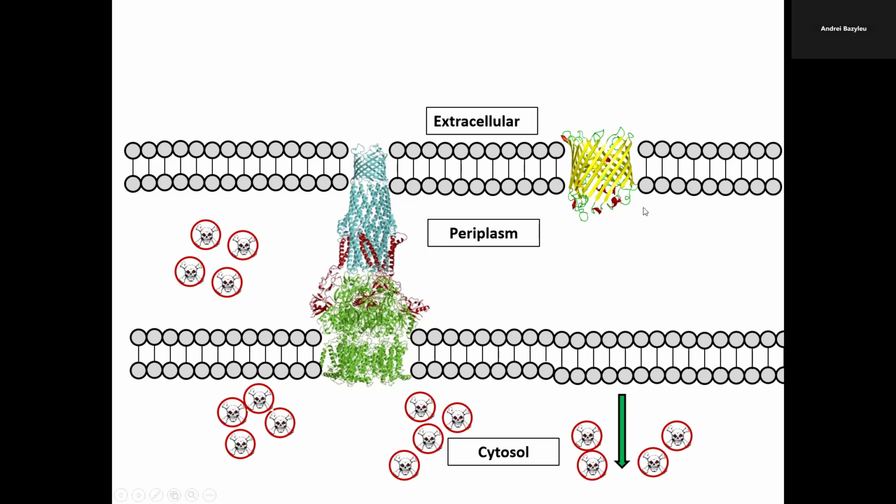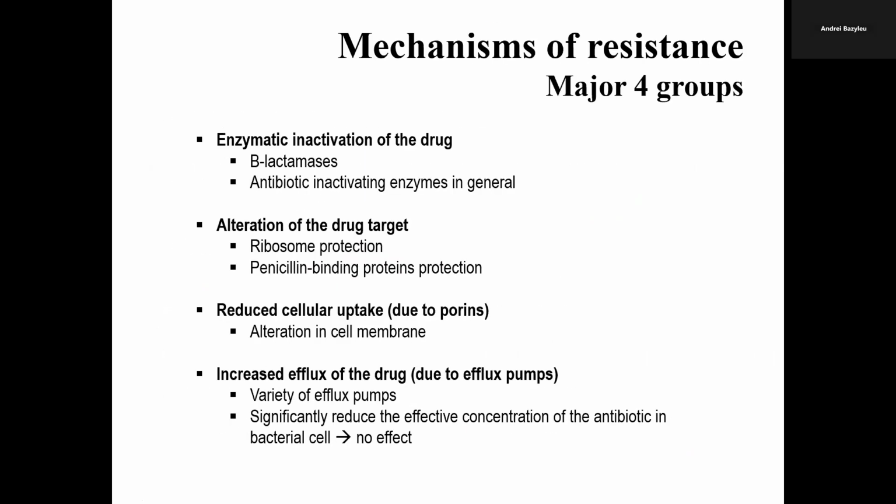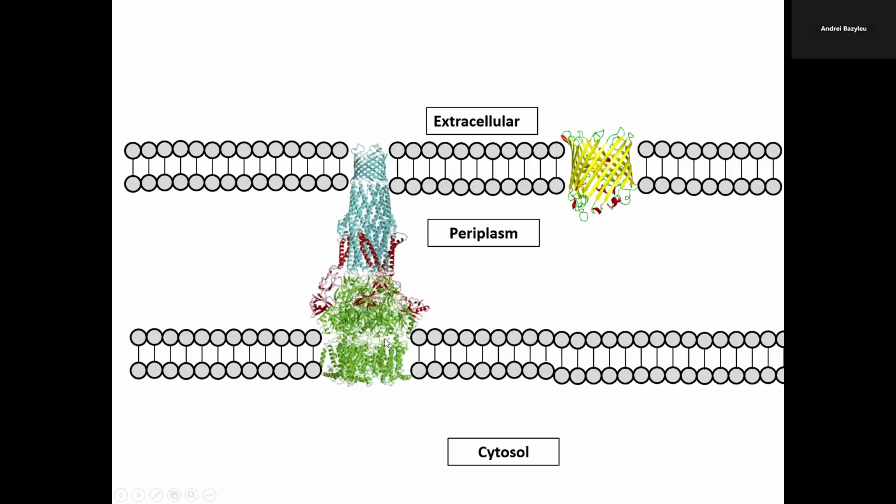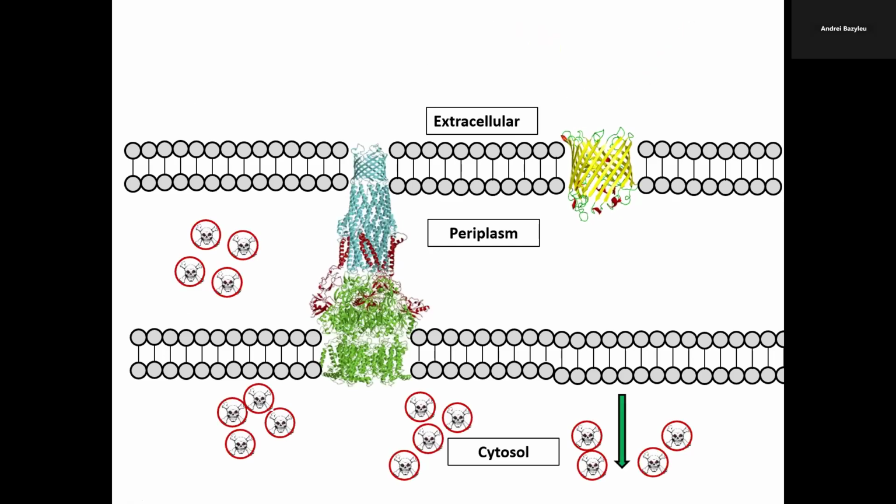So fewer porins means fewer gates for the antibiotic to get into the cell. That means lower concentration of antibiotic on average inside of the cell. So again, downregulation of expression of porin proteins. That's that third mechanism, reduced cellular uptake. Alteration in the cell membrane usually involves downregulation of the porin expression.